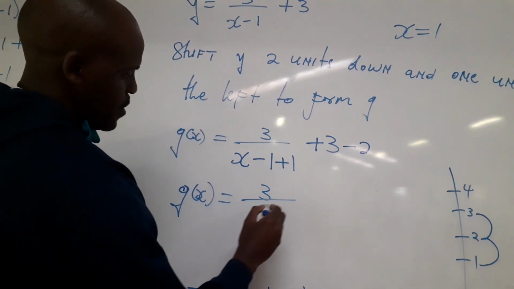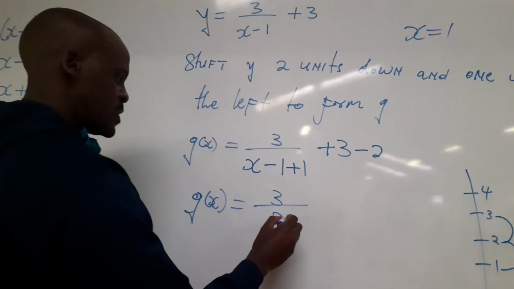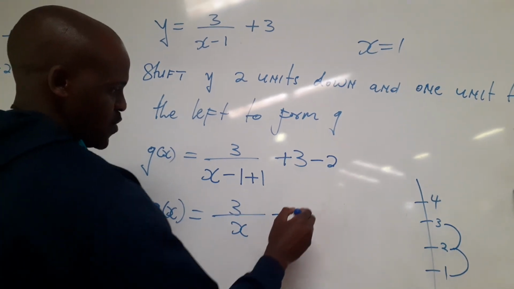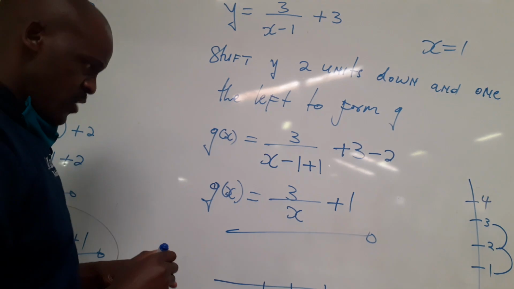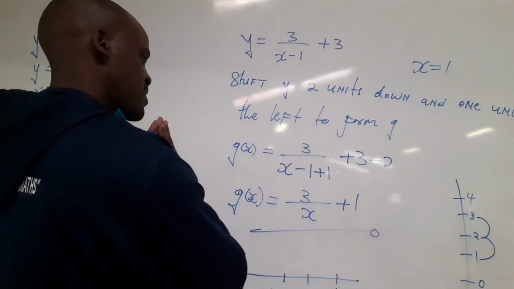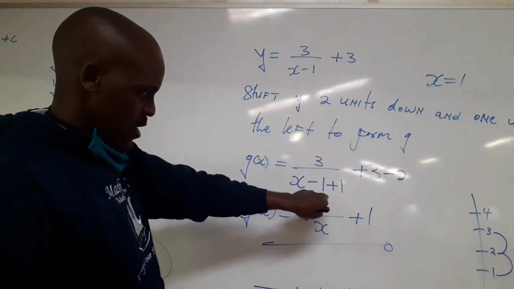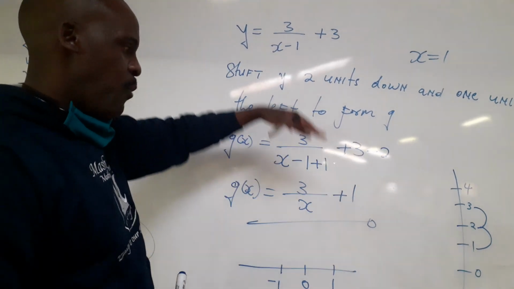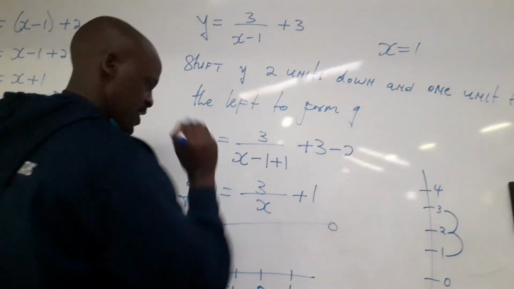Our new equation now will be looking like 3 over negative 1 plus 1 is 0. Therefore, it's 3 over x. 3 minus 2, that is 1. That's how our equation will be looking like. If you are shifting to the right, you subtract, you write minus. If you are going to the left, it's plus. Upward, it's plus. Downward, it's minus.